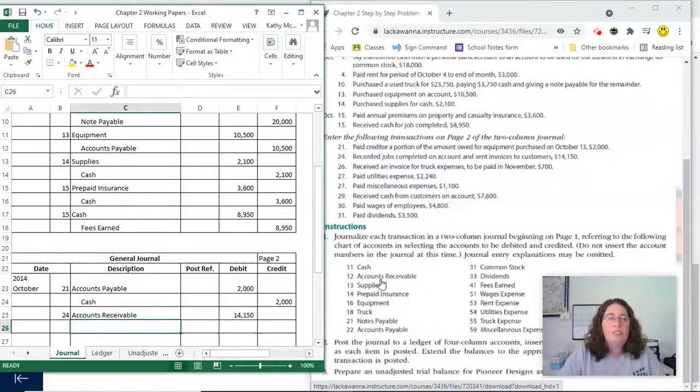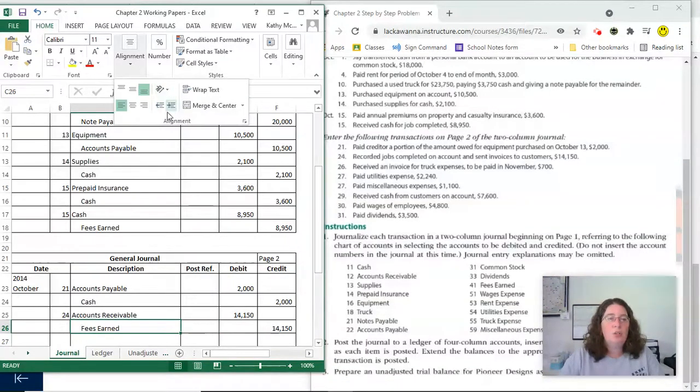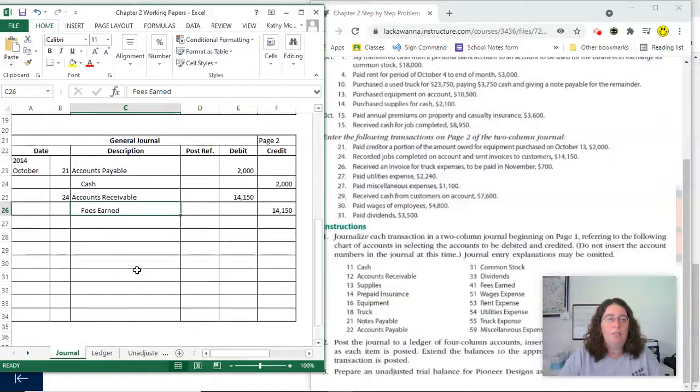So accounts receivable is there to keep track of people who owe us money. Now, they owe us money for work we have accomplished. So we're going to credit fees earned to show that we did that work. We just haven't been paid for it yet.